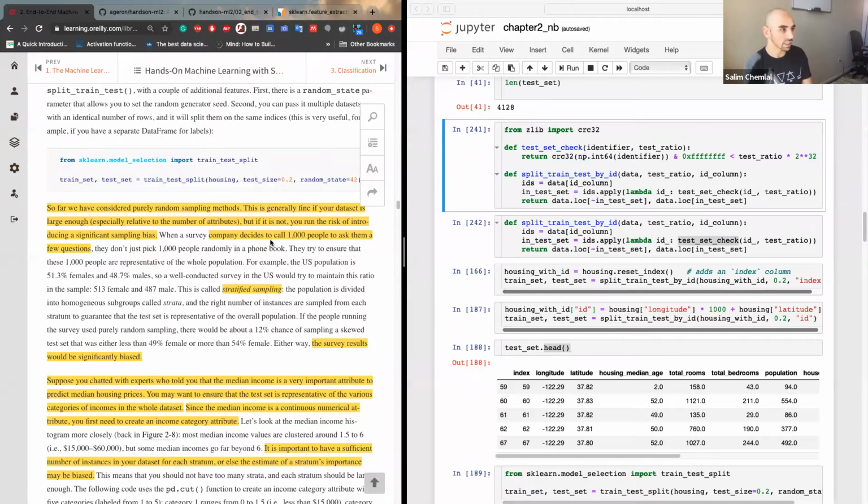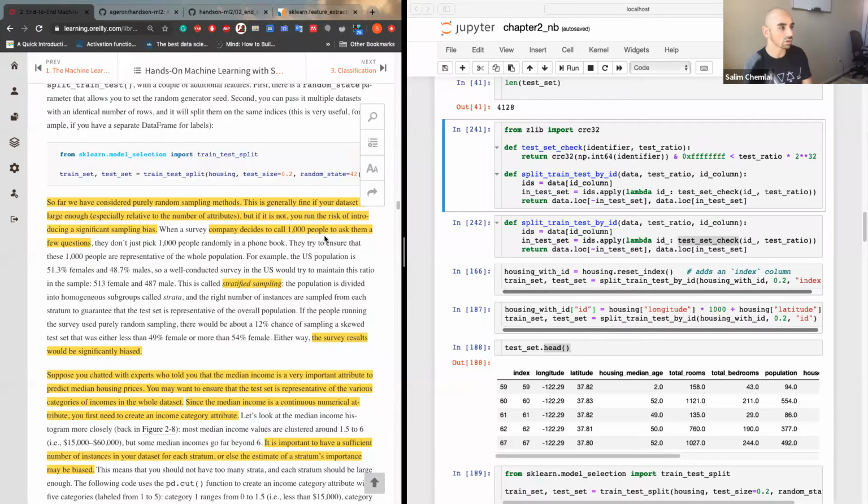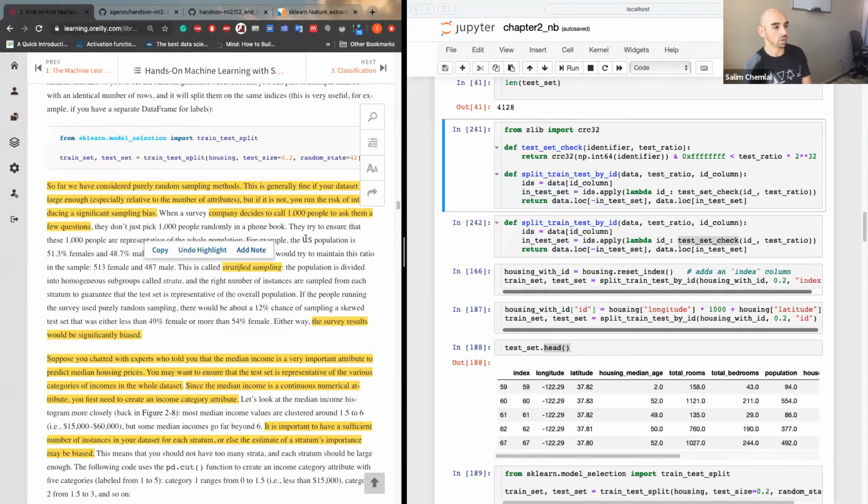He gives the example where a company decides to call 1,000 people to ask them a few questions, and they cannot just pick 1,000 people randomly. They have to ensure that the 1,000 people are representative of the whole population. For instance, if the population has 51.3% females and 48.7% males, we definitely want to take that into consideration. And this is where he suggested stratified sampling.